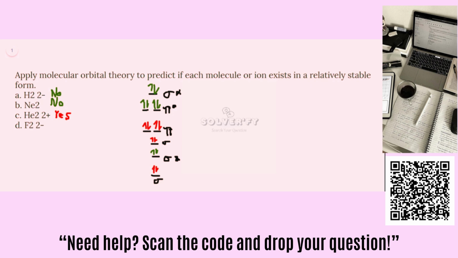And it turns out that F2 2 minus is actually in a very similar state. So fluorine has 7 electrons around it. 2 of them gives us 14. And then the other 2 from the 2 minus makes 16. So that's just this picture here again. It's isoelectronic. It has the same number of electrons, so they fill the orbitals the same way. So we're also not going to expect this to bond.